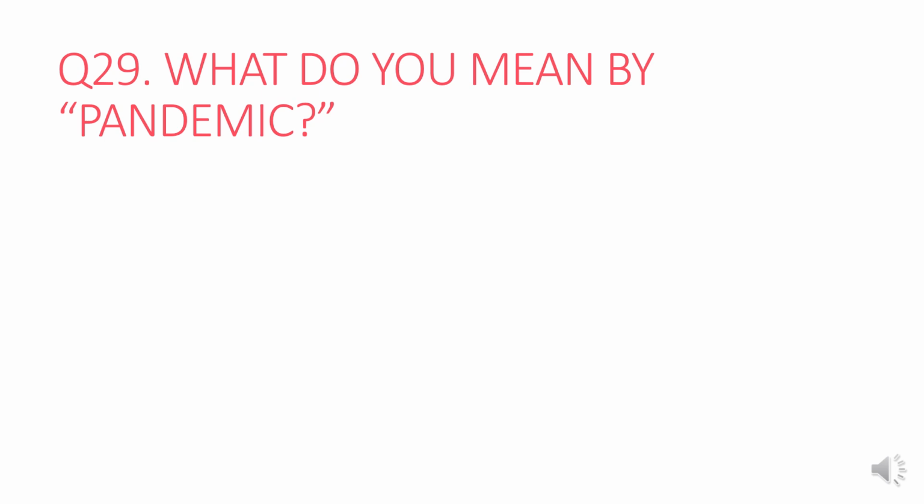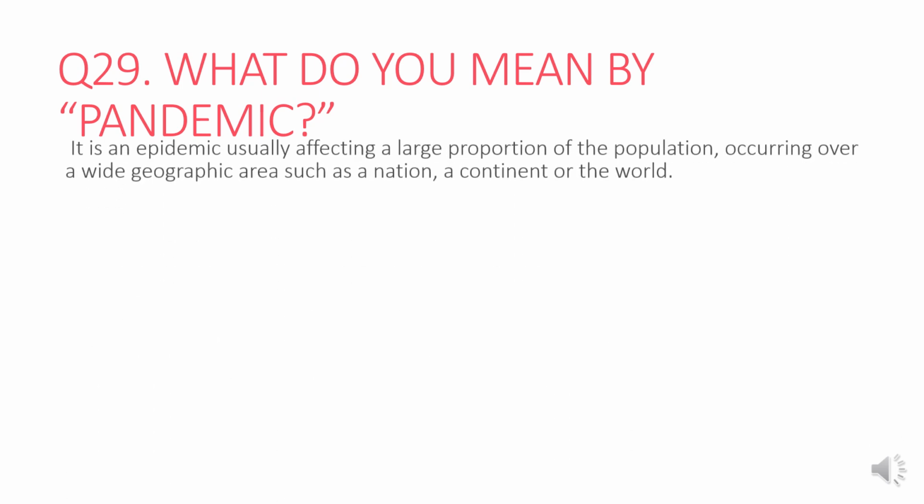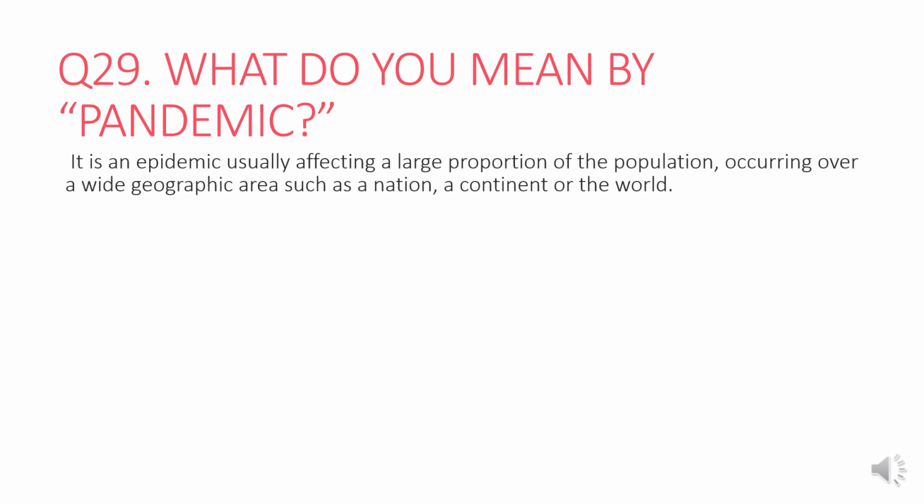Question 29 is what do you mean by pandemic? It is an epidemic usually affecting a large proportion of the population occurring over a wide geographic area such as a nation, a continent, or the world.